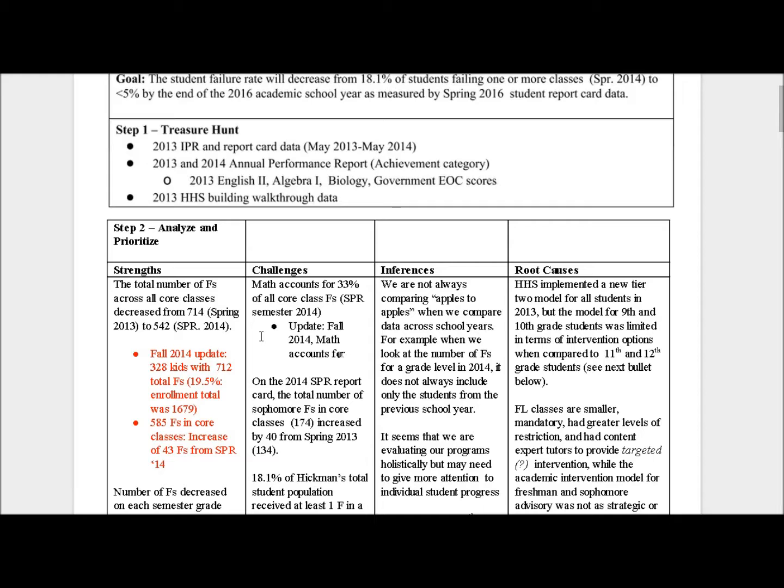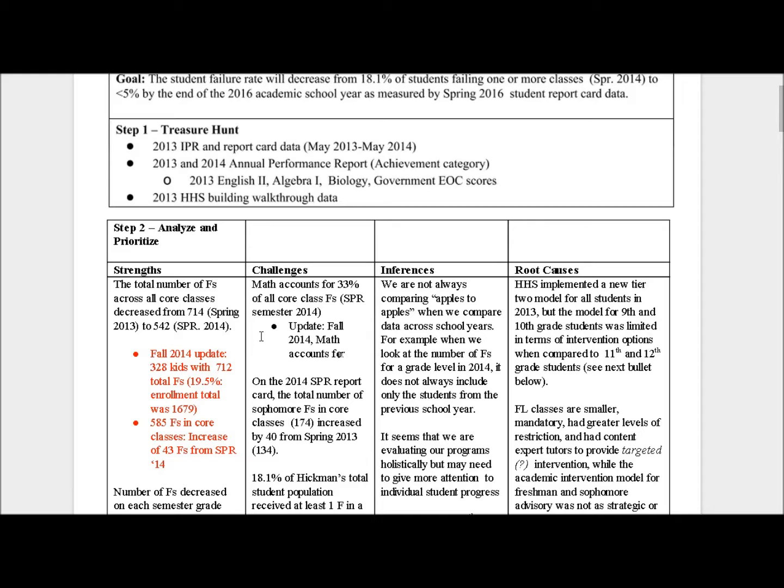But the walkthrough data is important because that's really talking about how we instruct students, and what that looks like when administration, a department chair, or a content coach walks in and sees what's happening in the classroom. How are the students learning? What are they doing when we come in? So that's what the building walkthrough data is about, and we'll talk about that more later on.